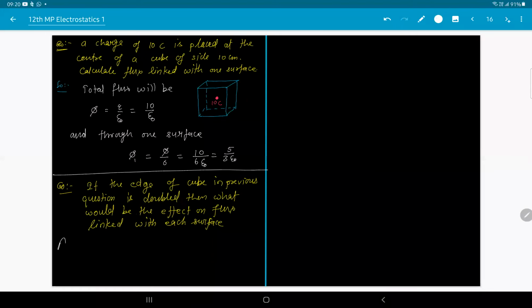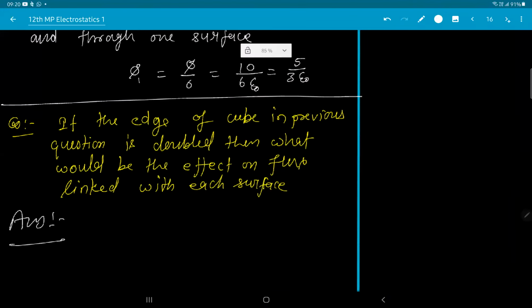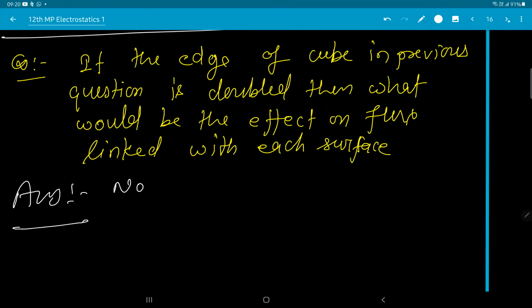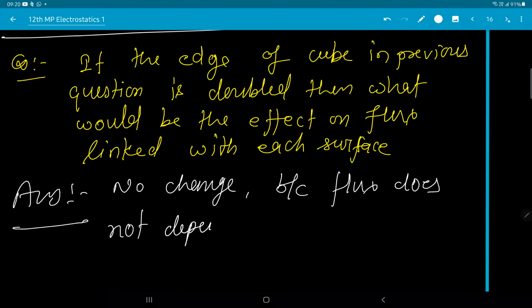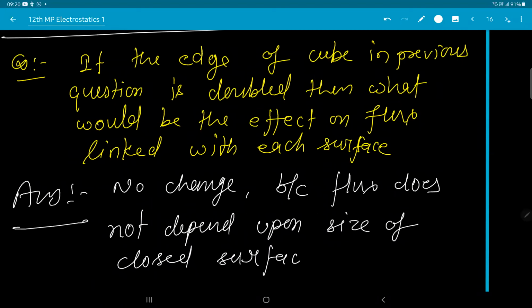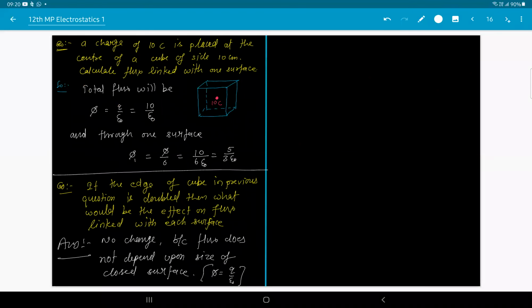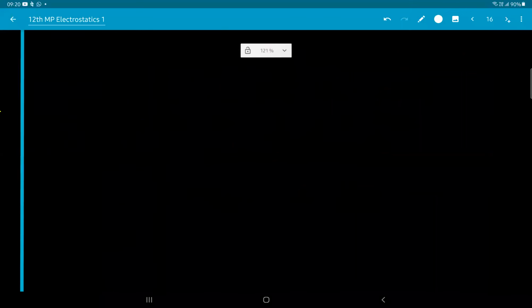Why is there no change? Because it does not depend on size. Correct. Because flux does not depend upon size of the closed surface. As phi equal to q by epsilon naught, we can say the flux does not depend upon size of the closed surface. So there will be no change in the flux. Okay. One more question I'm giving you.